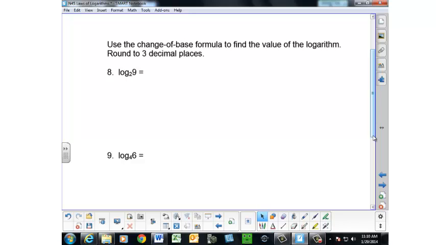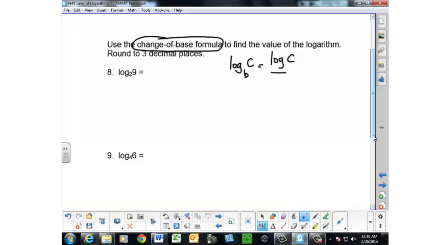On these two problems, we're going to use the change of base formula to find the actual value of the logarithm and round it to 3 decimal places. The change of base formula is log b of c equals log c over log b. These can be typed into your calculator and then rounded.